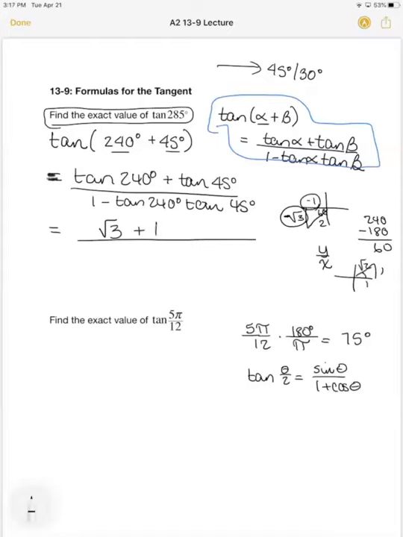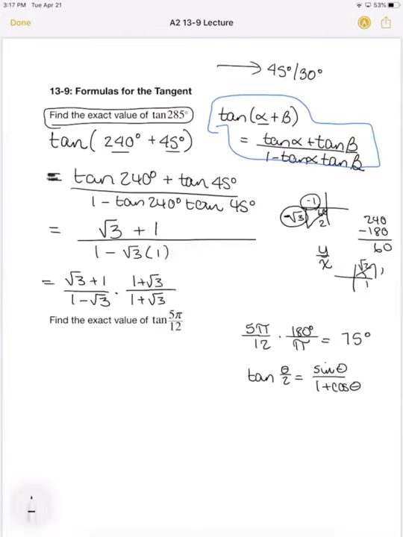Okay, and down below I have 1 minus the tangent of 240, which is √3, and the tangent of 45, which is 1. And so what do I have here? I have here √3 plus 1 over 1 minus √3. Oh joy. Well, look what I have. I have a radical in the denominator. You wondered why you learned all that earlier. We're going to rationalize the denominator by multiplying by the conjugate.